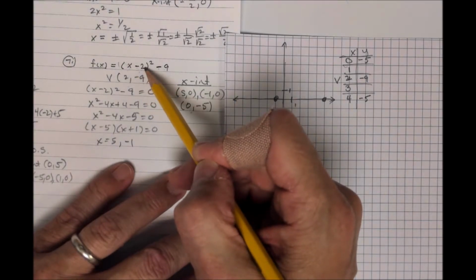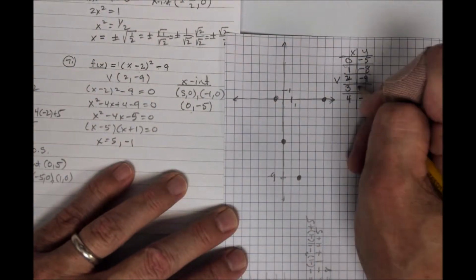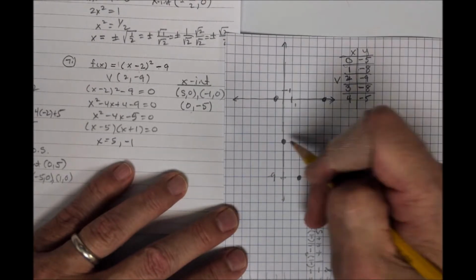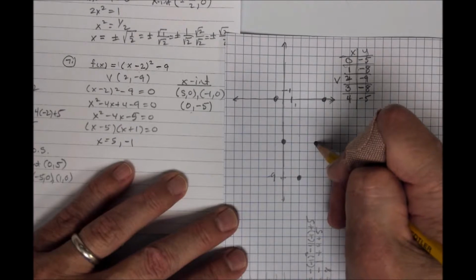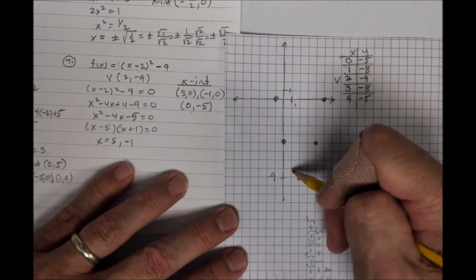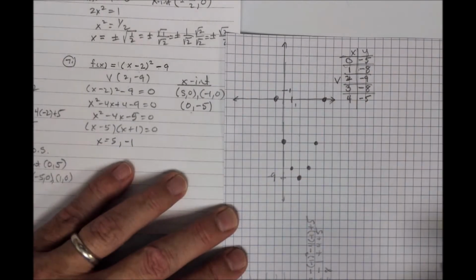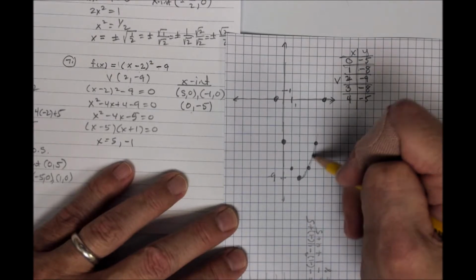If I plug 1 in, 1 minus 2 is negative 1. Squared is 1. 1 minus 9 is negative 8. So these are negative 8s here. So let's see, I have 0, negative 5. I also have 4, negative 5, excuse me. And then I have 1, negative 8, and I have 3, negative 8. That's definitely enough points to come up with a curve, a reasonable sketch.